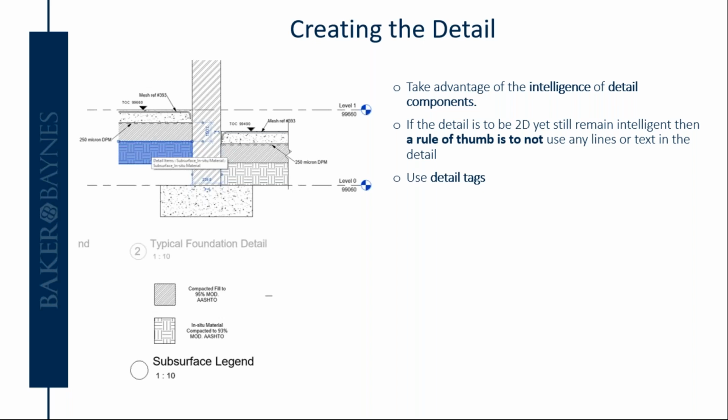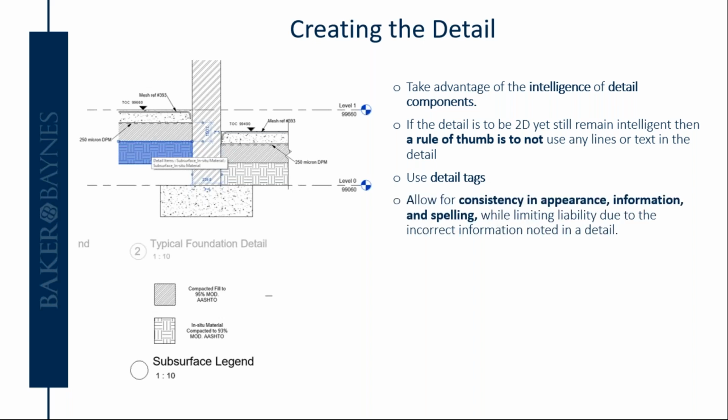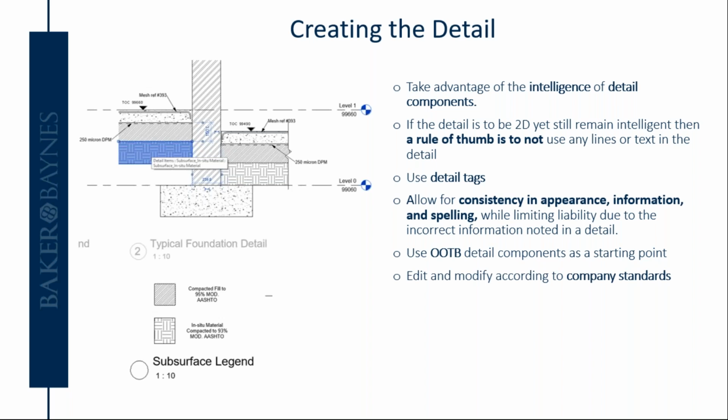Use detail tags because you can input whatever custom information you want and it will represent in the tags, and if you update it on one, it will update on all of your drawings. And this allows consistency in appearance, consistency in information, even spelling, and it just limits mistakes and incorrect information. You can use the out-of-the-box detail components as a starting point, but you will have to edit and modify them according to your company or local standards. But it's a good start, and it's nice for your changes and your updates to be more streamlined.